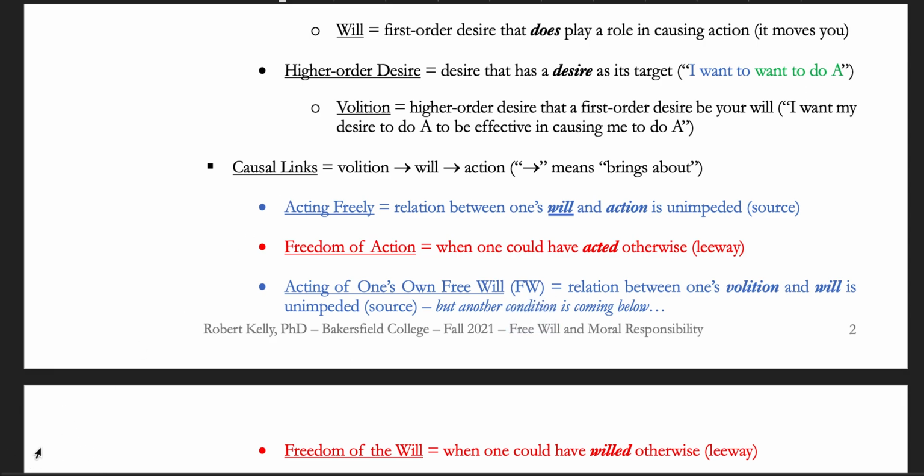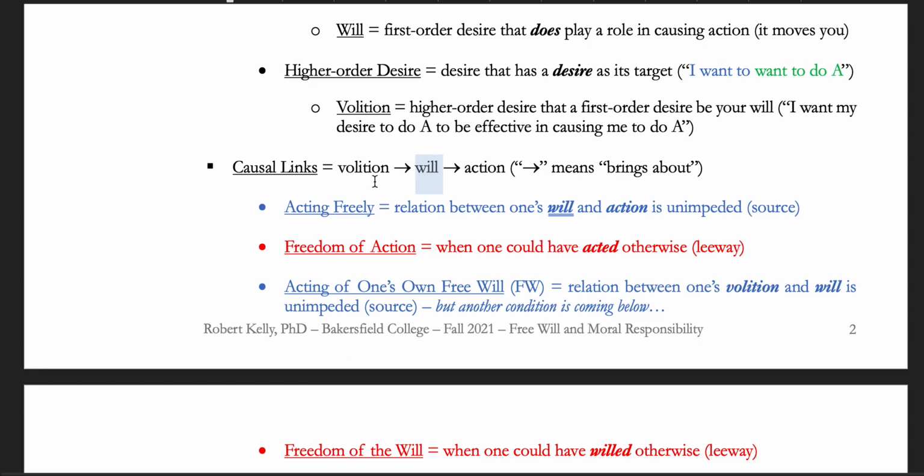Now, the same thing. There's another, so that's one sense in which the will can be free, acting of one's own free will. And that's all Frankfurt really wants, plus this other condition coming below. But you might also think that freedom of the will, like freedom of action, is the idea that not only can your volition bring about your will, but it could have brought about a different will, right? You could have willed something else. And Frankfurt thinks we don't need that. Okay, we don't need alternative possibilities for Frankfurt. We just need, as I said before, the right kind of causal connection between your action and your will, your desires that move you, and between your will, your desires that move you, and your higher order desires.